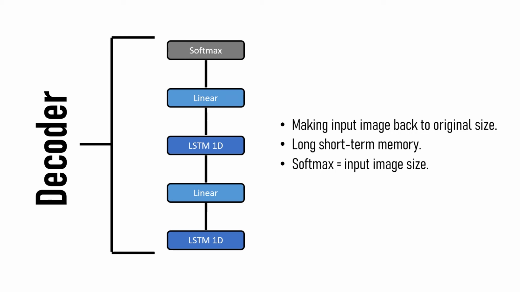The decoder's task is to enlarge the shrunken image back to its original size. There are 5 processes here, which start with long short-term memory one-dimensional and then proceed to linear, and this process repeats for another 2 times, long short-term memory one-dimensional and linear, and the last process will be the softmax. When it reaches the softmax, this is when the input image size will be back to its original size. So that is simply the explanation of my network architecture.